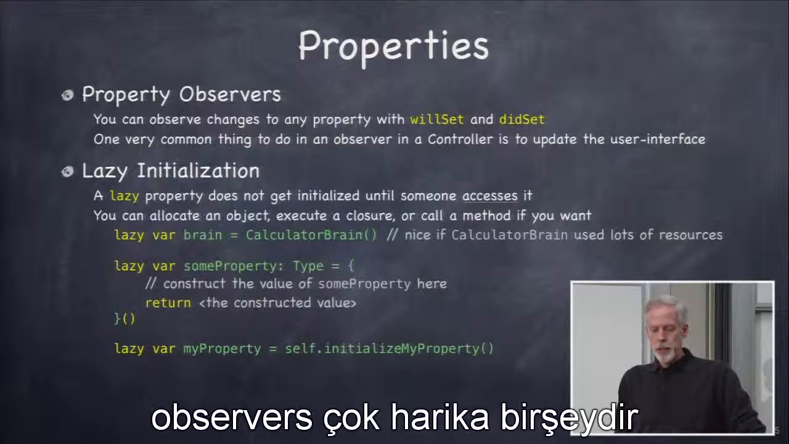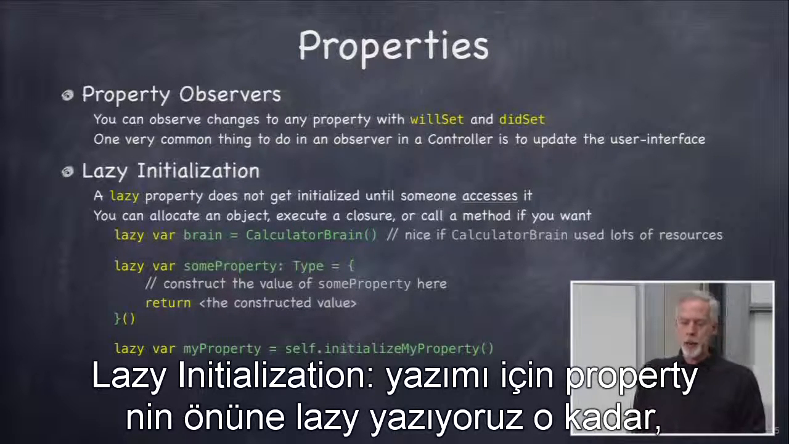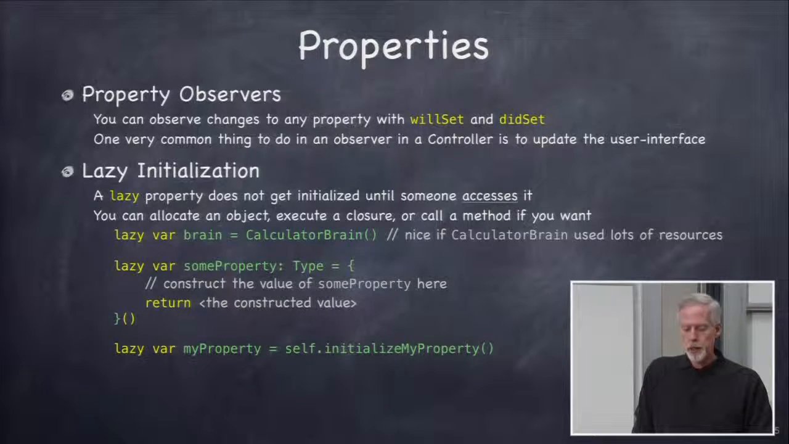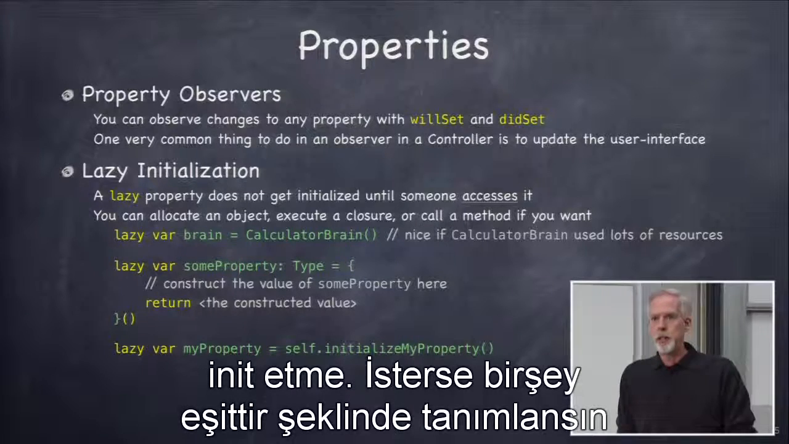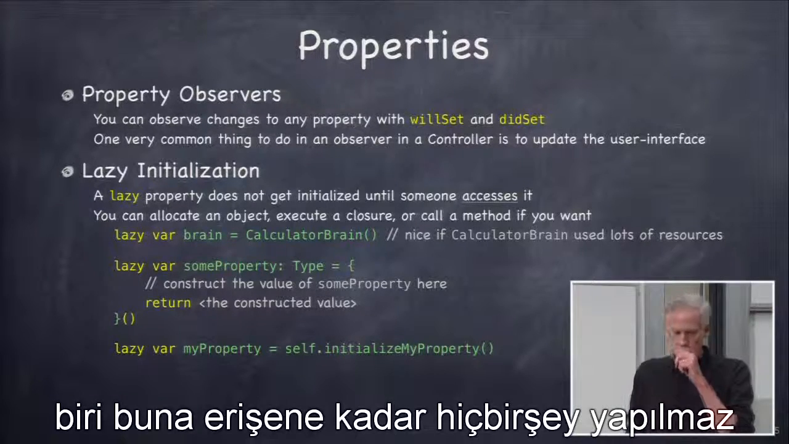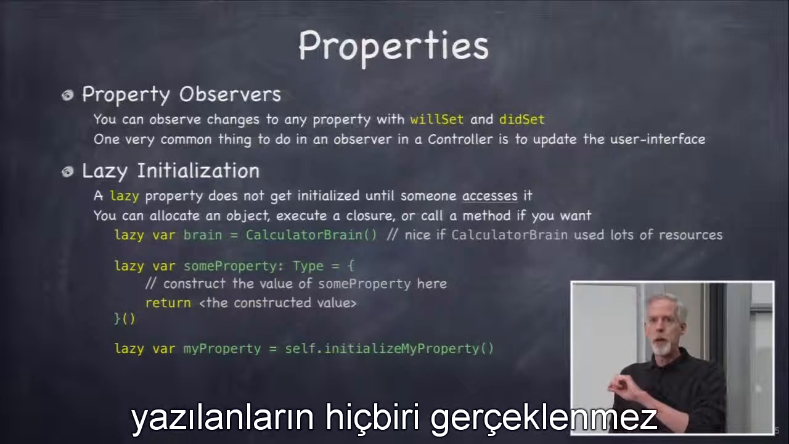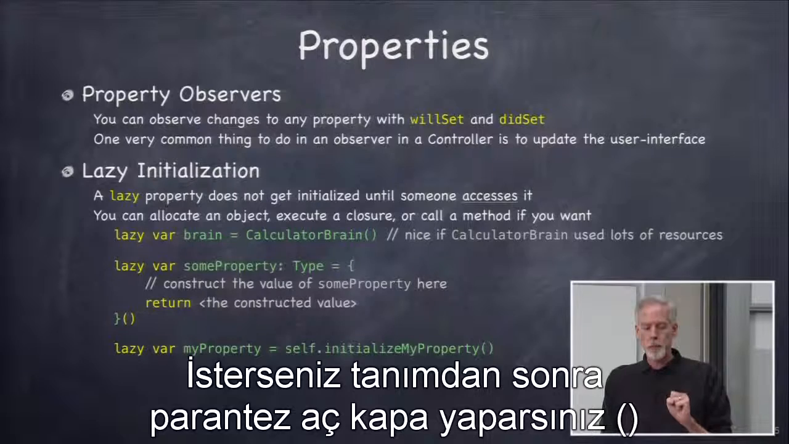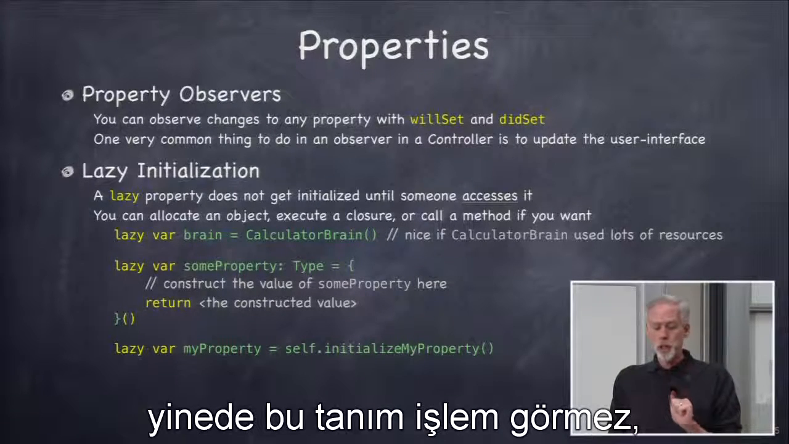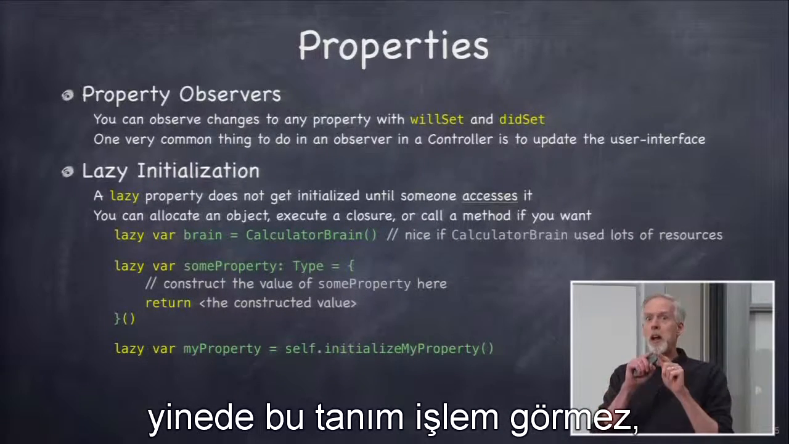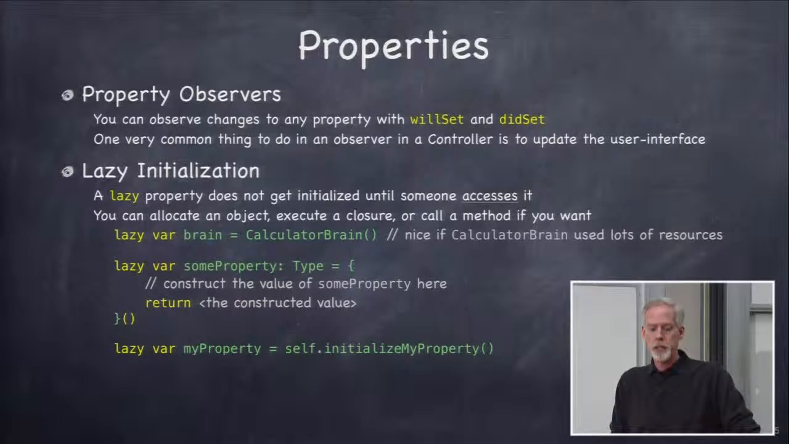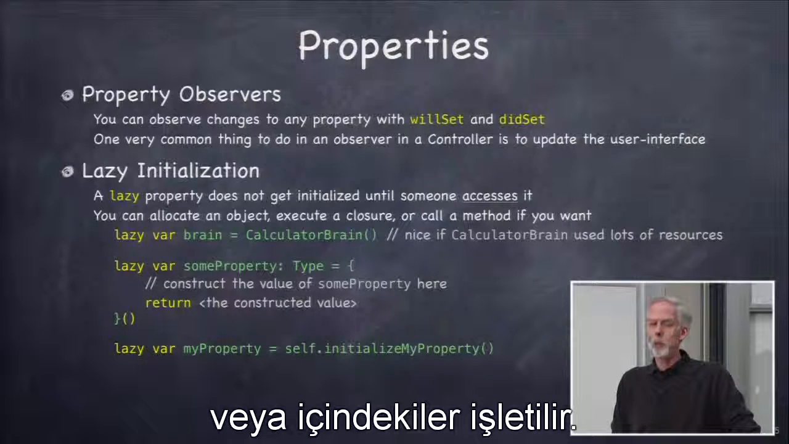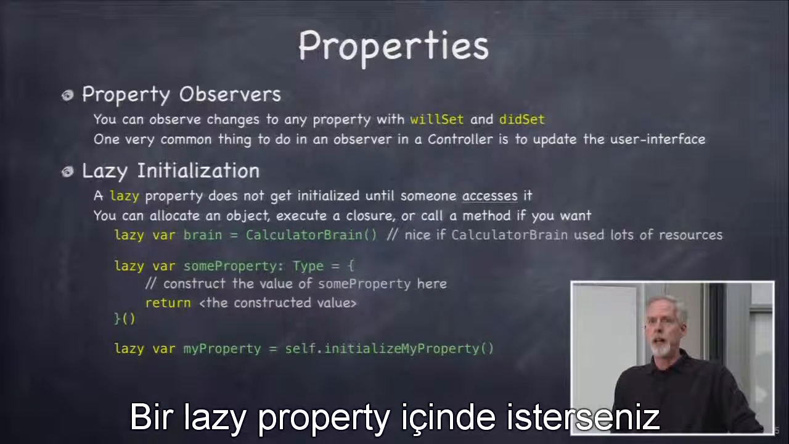All right, lazy initialization. So a lazy property, if you put lazy in front of a property declaration, it means it does not get initialized until someone accesses it. And that's true whether it's initialized with equals something. So that equals something will not happen until someone actually accesses that property. Or you can actually initialize it by putting a closure there, put parentheses after it, and it will execute that closure. And that will initialize the property. But that closure won't get executed until someone tries to get it.